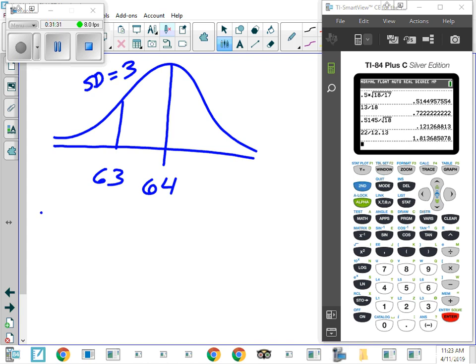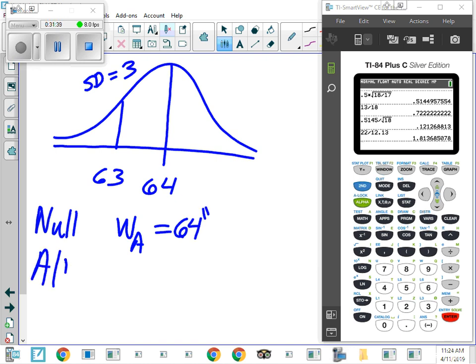So the null says that the women average is equal to 64 inches. The alternative says that the women average is less than 64 inches. And all we have to do is find a p-value. If the p-value is less than 5%, we reject the null. If the p-value is bigger than 5%, we accept the null.